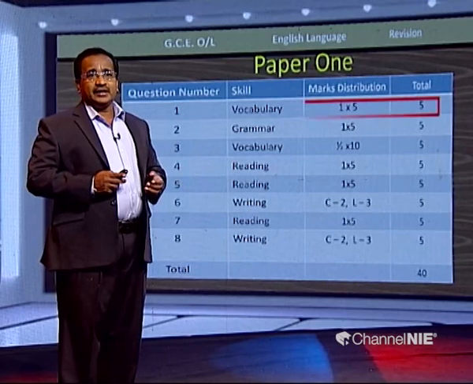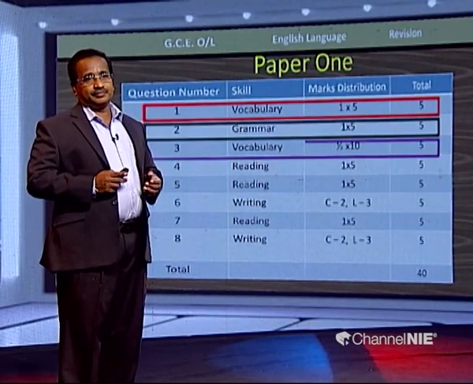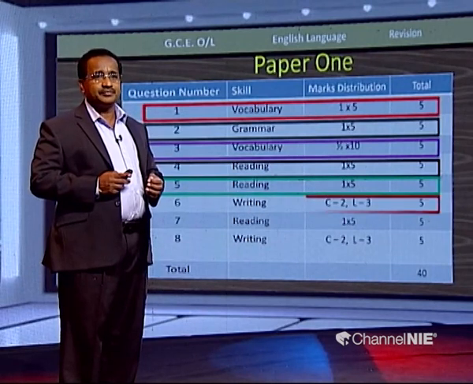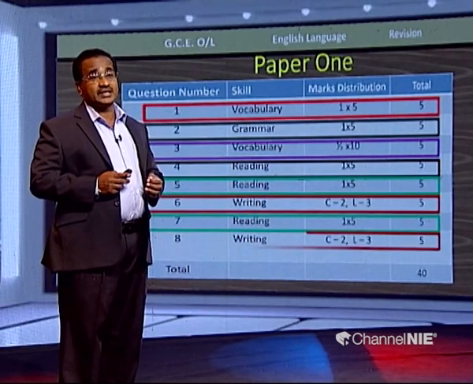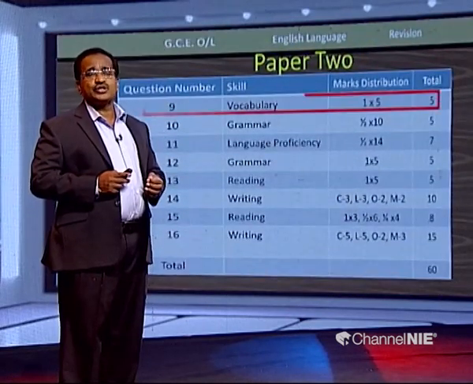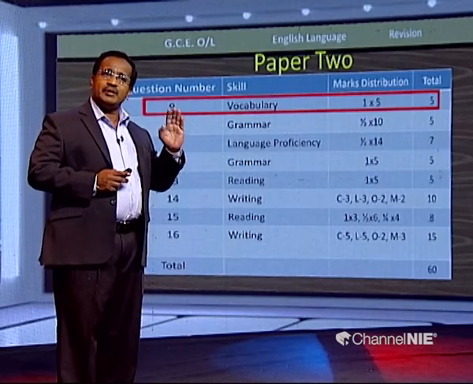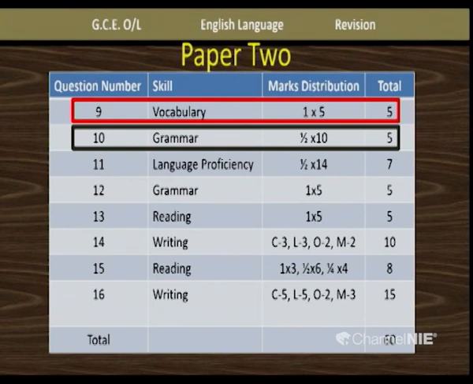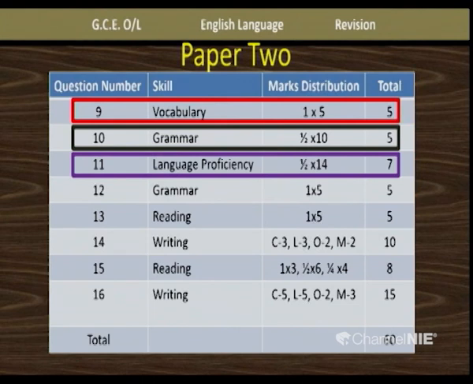The second paper is a bit challenging. If you pay attention to the second paper, you understand that you get more marks for the second paper. Question number 9 is on vocabulary. You will be given 5 marks. Question number 10 is on grammar. You will be given 5 marks again. Question number 11, question number 12, 13. For question number 11, you get 7, and for 12 and 13, 5 marks each.